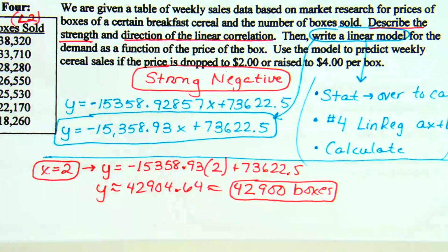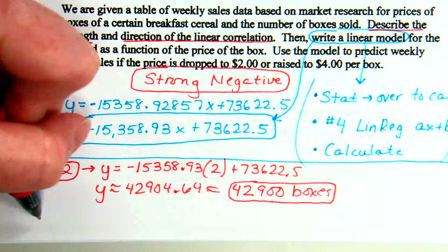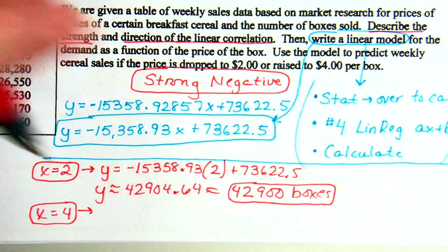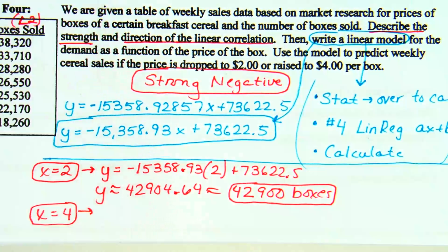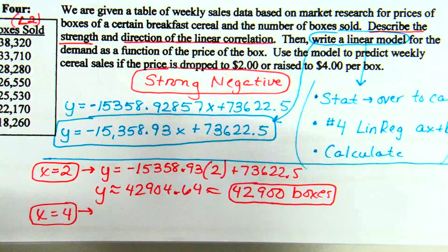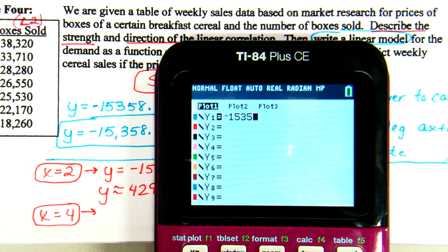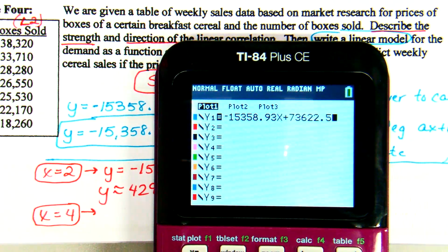We also need to find the answer for if the price is raised to $4. I want to show you another option besides just plugging it in on the calculator, because I think it's neat. And that is if you have lots of numbers you need to find, so you don't have to keep typing it over and over, look at the equation. So if I go to my y equals screen, and I type in that big long equation, negative 15,358.93x plus 73622.5. That's the equation the calculator gave me, yes?